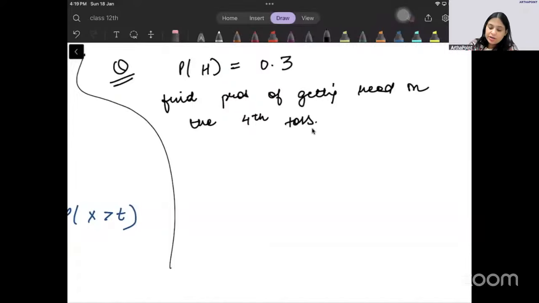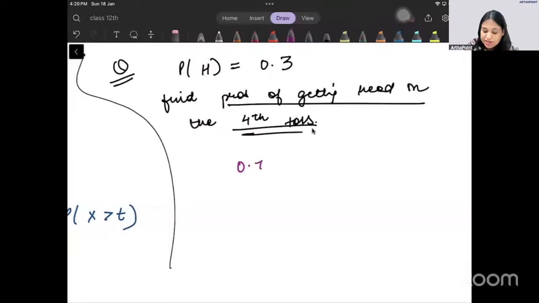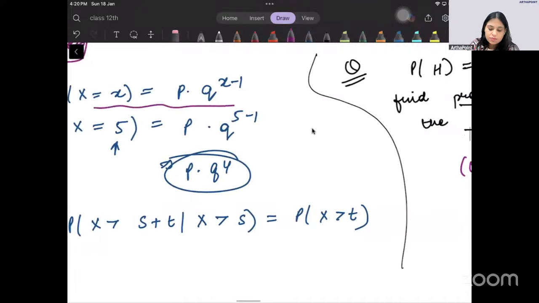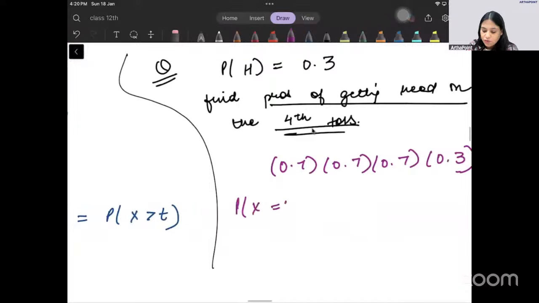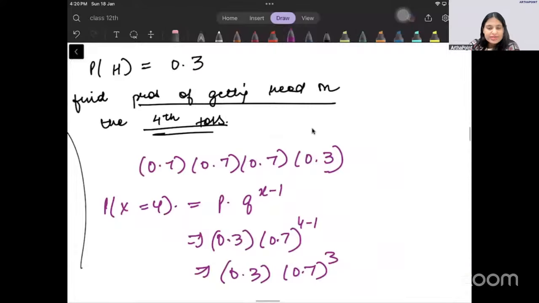Haanji, all of you are correct. So you need a head on the fourth toss. So the first three have to be tails. So 0.7, 0.7, 0.7, and then 0.3. You can put it in this formula also. The probability of x as 4 will be p into q to the power x minus 1. So p is 0.3, q is 0.7, x is 4 minus 1, 0.3 into 0.7 to the power 3. Okay? So this is your probability.